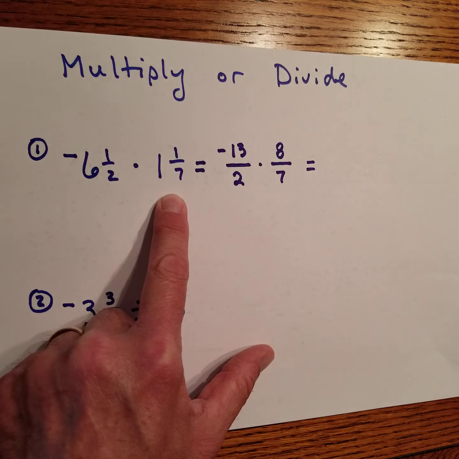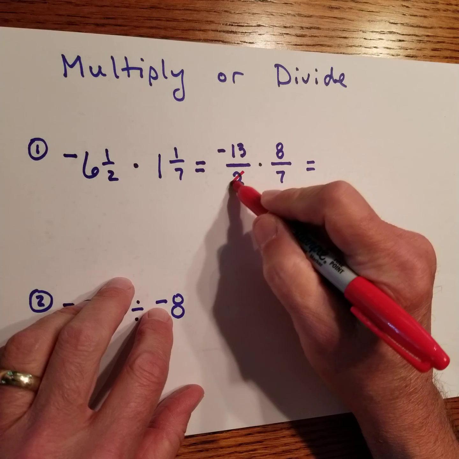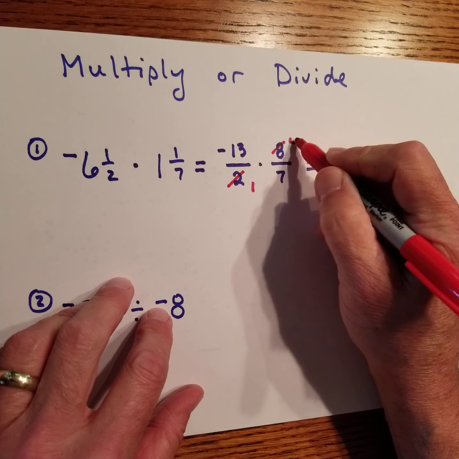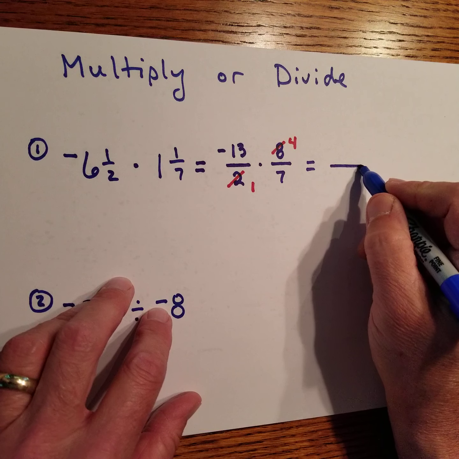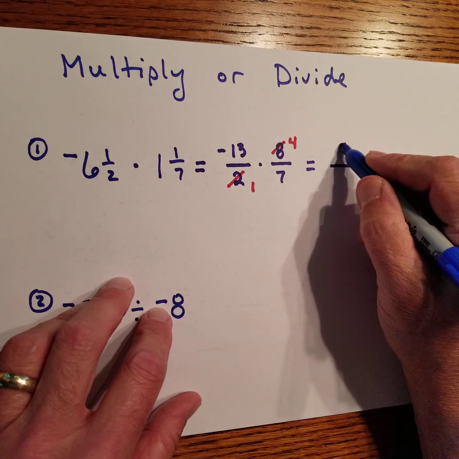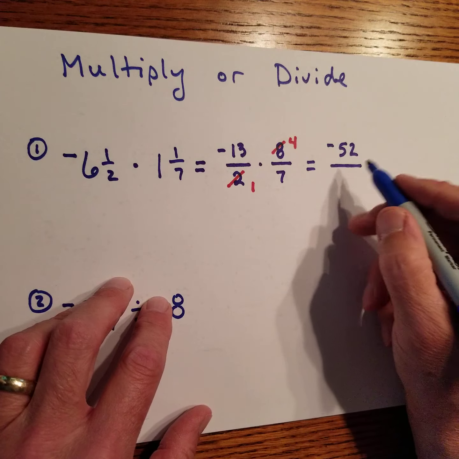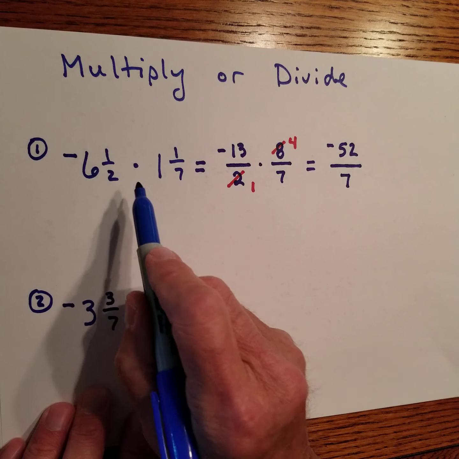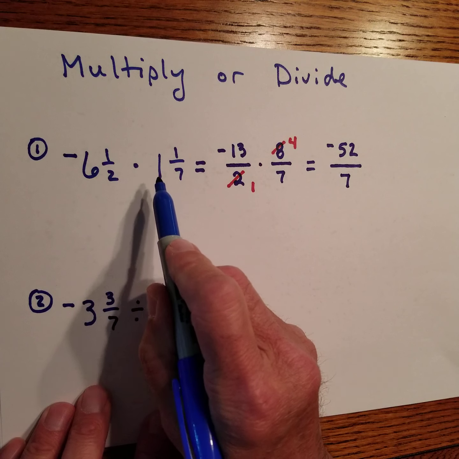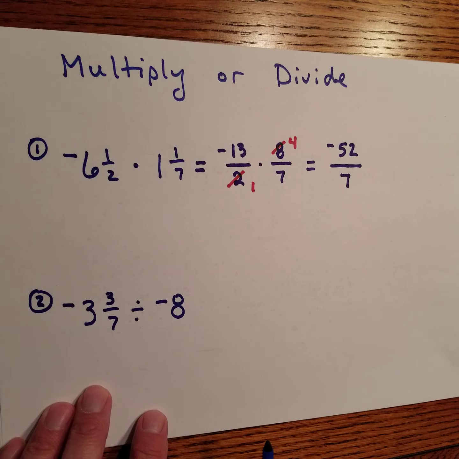Now, before I multiply, I want to try to reduce. The only reducing I see are the 2 and the 8. These are both divisible by 2. Now multiply the numerators. 13 times 4 is 52. And multiply the denominators. 1 times 7 is 7. Let's go back to the beginning, where we were multiplying a negative times a positive. I know when I multiply with one negative, my final answer should be negative.